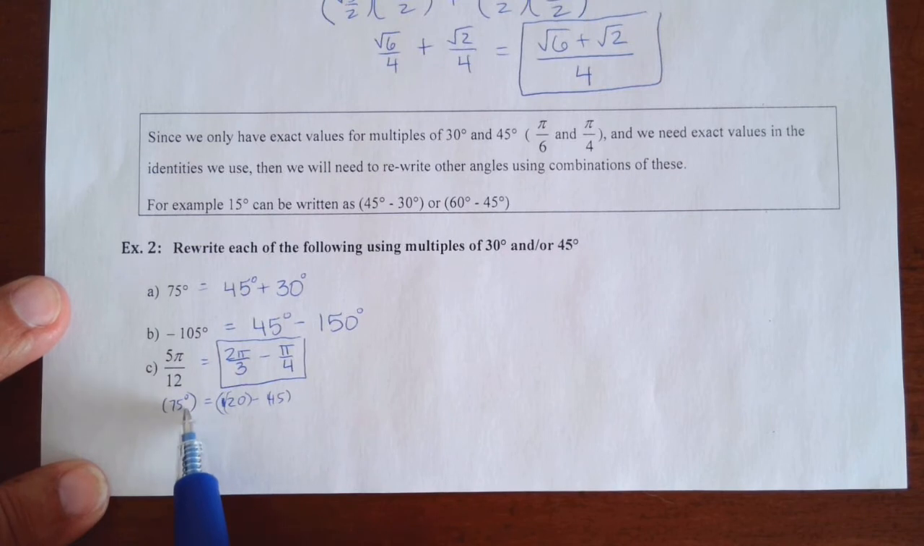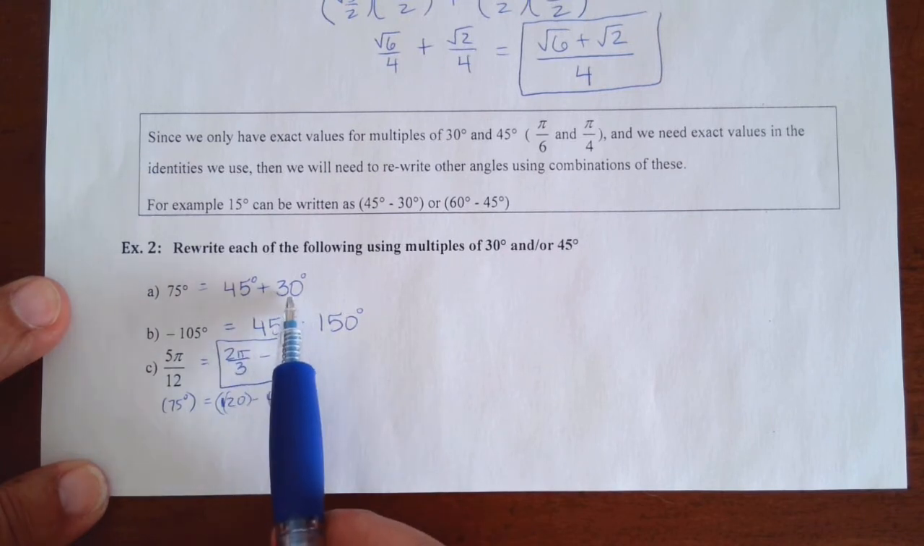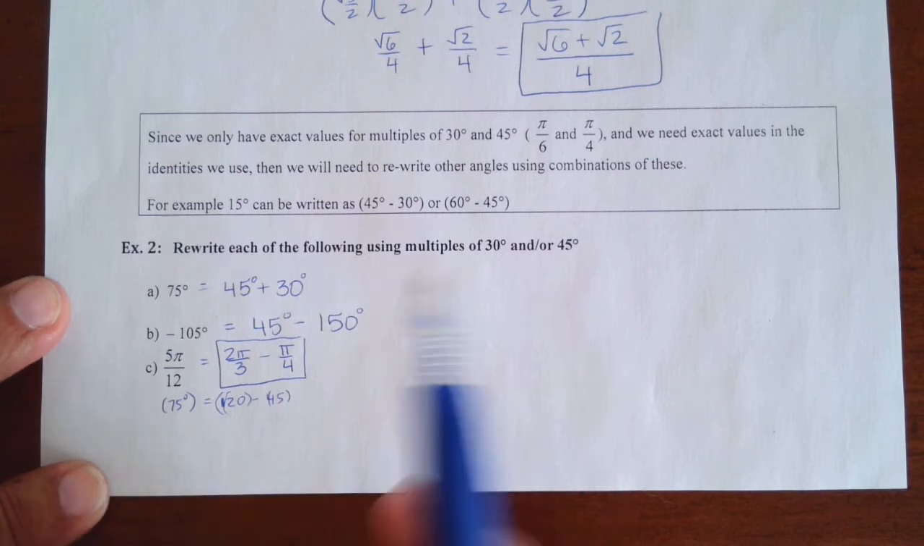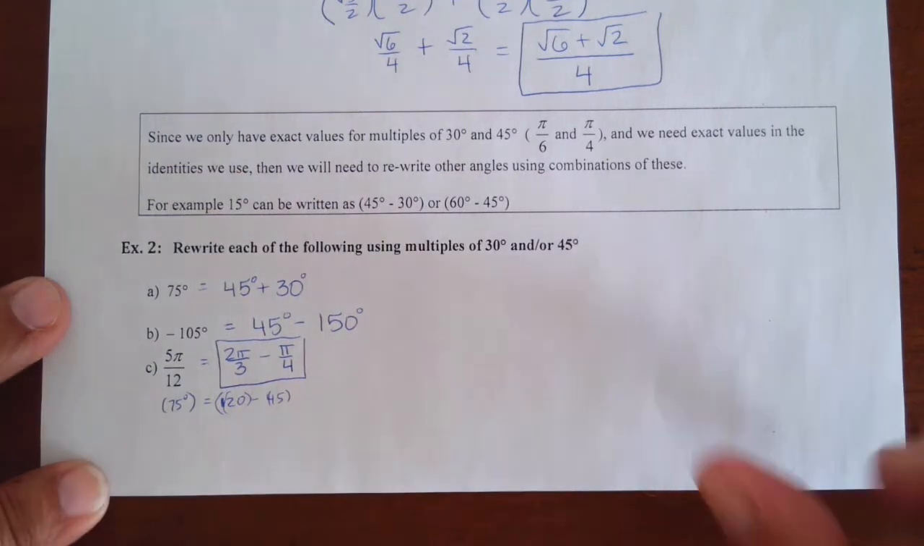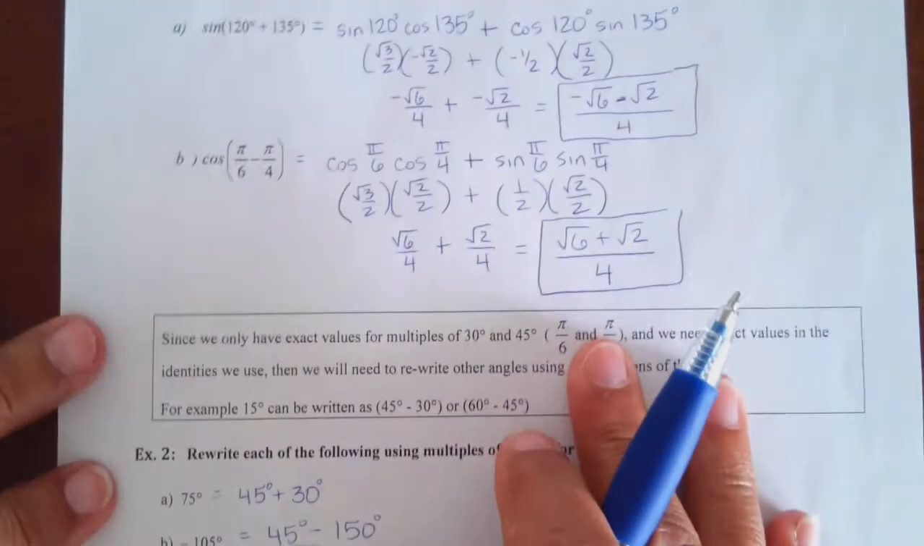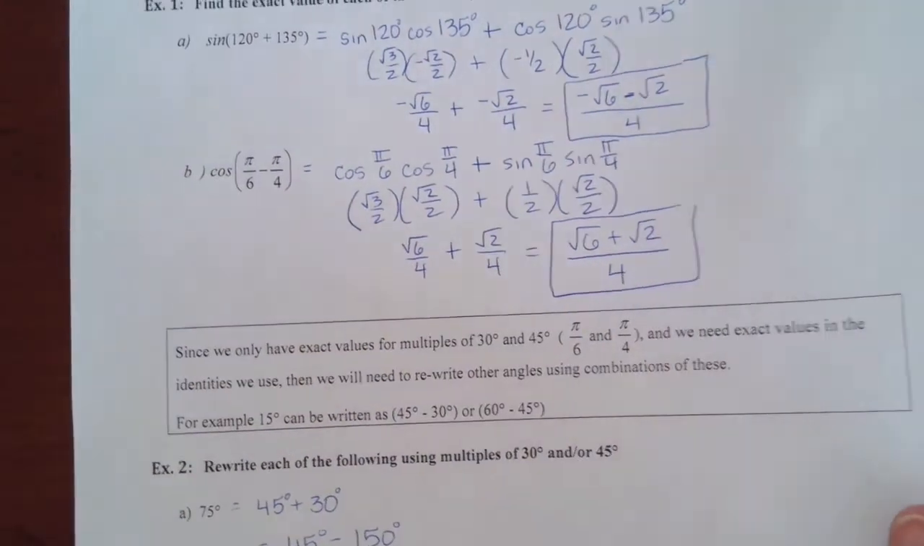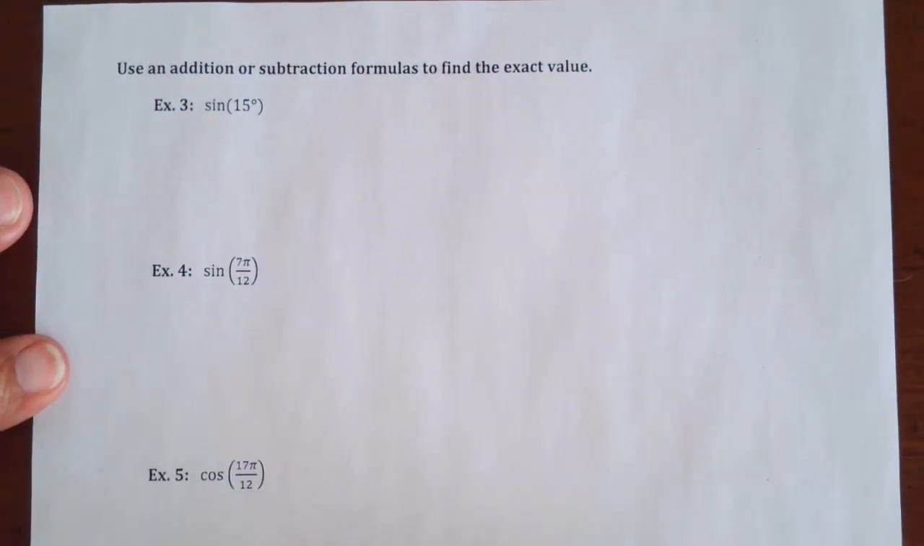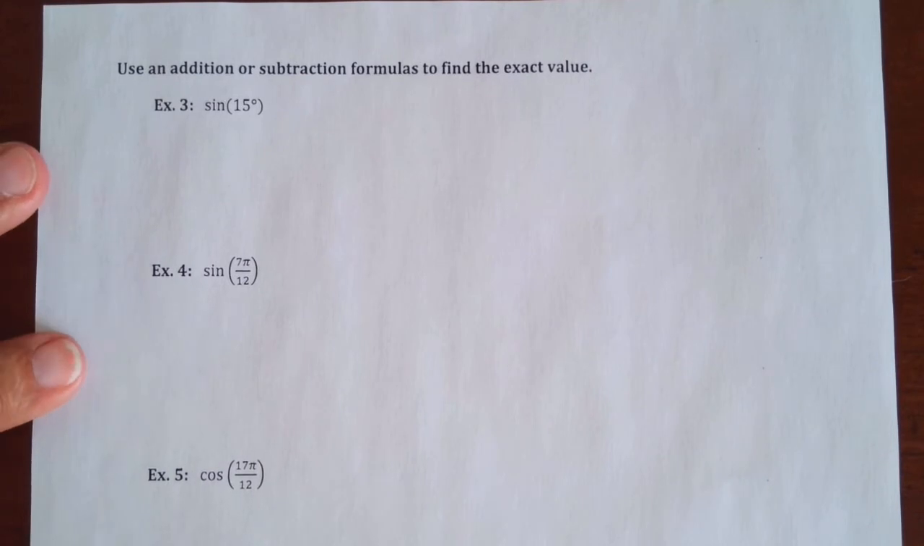So I could have just used pi over 4 plus pi over 6. That would have been fine, okay? But again, I just wanted to show you there's more than one way to get 75 degrees, okay? All right, so now we're going to use this to kind of do what we did up here, but we're going to have to come up with those numbers ourselves, okay? All right, so look on the next page. Use adding or subtracting. So we're going to use our sum and difference formulas to find an exact value.